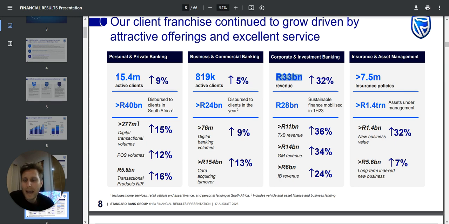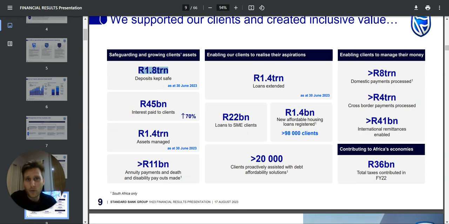So we'll start off with the active clients. We see that Standard Bank has grown active clients to 15.4 million, which is 9% higher than the same period last year. Their corporate banking and investment banking division generated 33 billion of their revenue, 32% higher. Now what we really want to look at is the revenue of the group. How is that growing?